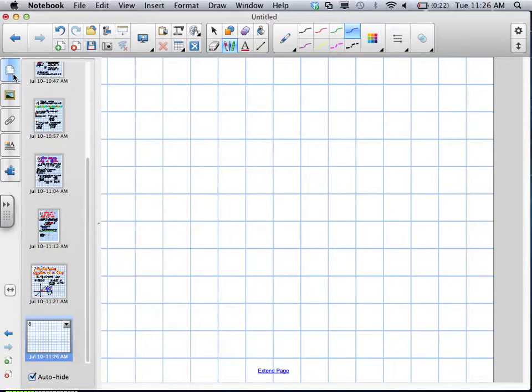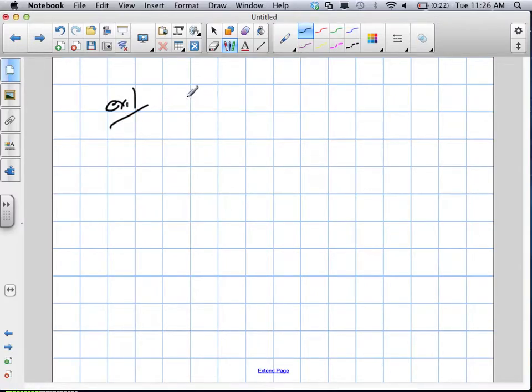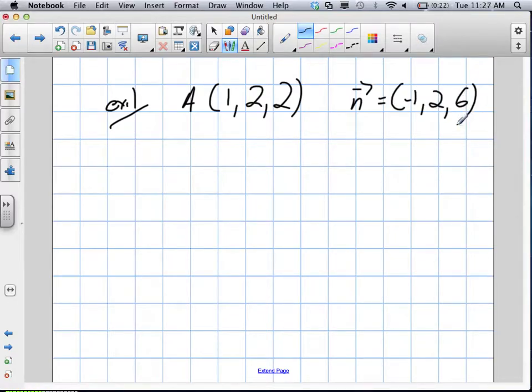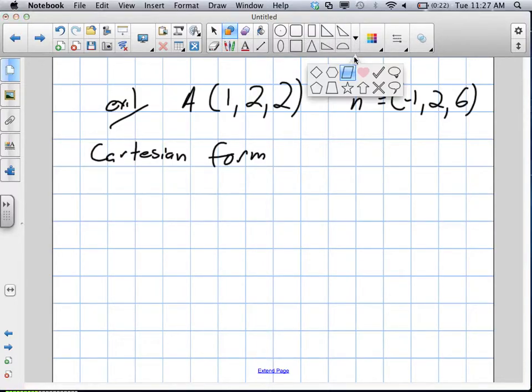Example 1 gives us a point that's on a plane with the normal and says to determine the Cartesian equation of the plane. So example 1, we have point A, which is at 1, 2, and 2. And it also has the normal of -1, 2, and 6. Okay? Determine the Cartesian form. So we need the Cartesian form in this question.